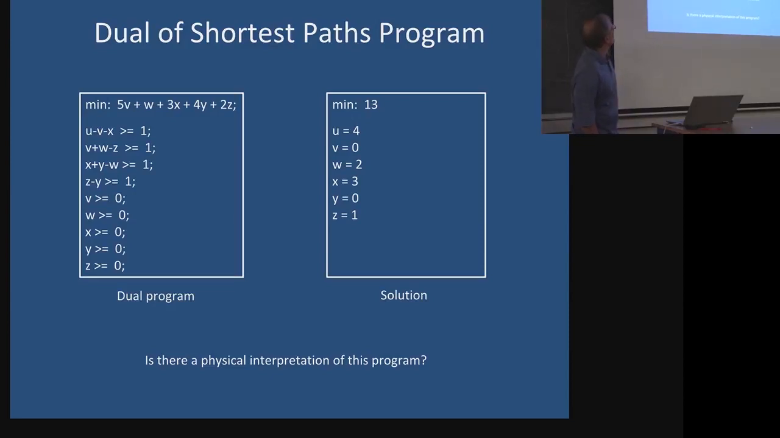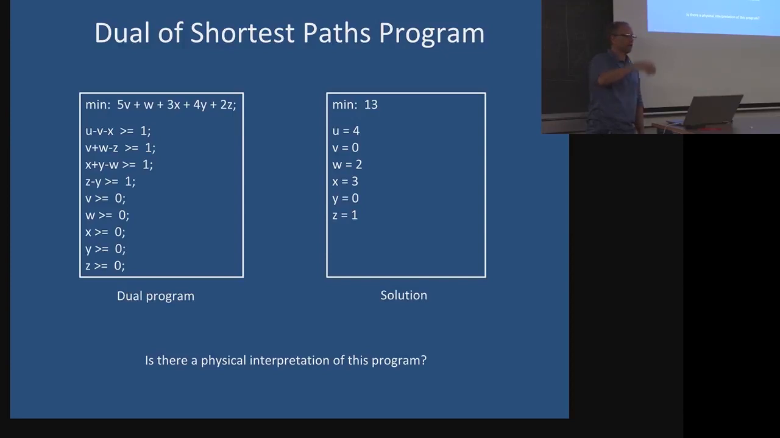We're trying to minimize 5, which is the weight of one of the edges, times v, plus 1, which is the weight of another edge, times w, plus 3, and so on. So we're trying to minimize the number of times we use the heaviest edges? Exactly. Think of v, w, x, y, and z as the number of times. Suppose you create the shortest path tree, and you start at A and you go to B. And then you start at A and you go to C. And then you start at A and you go to D. How many times do you cross each edge?